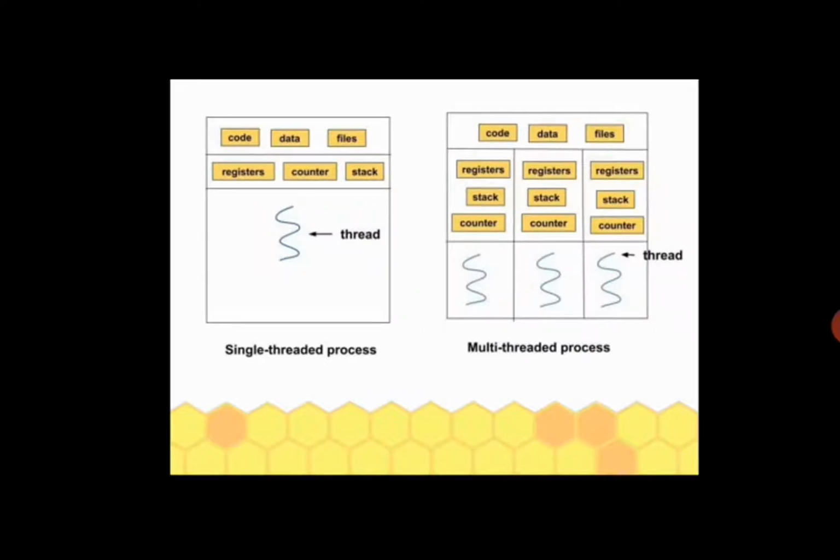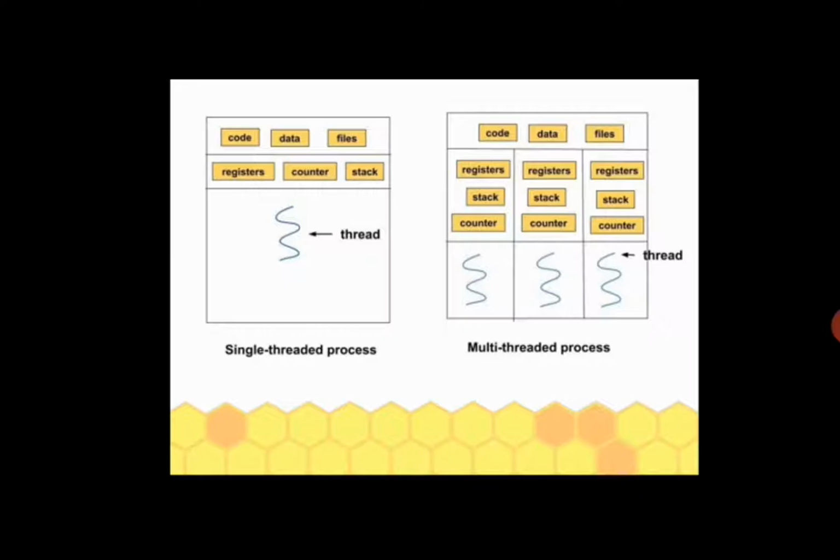Now see, you can see this image: single thread and multi-thread, how it happens. There will be code, data and files, that is the high level part. After that, there is an intermediate part: registers, counters and stack. Registers are required because some data has to be processed. If there are n lines of code, you need a counter, because the next instruction has to be pointed to, that is the PC, program counter. Then the stack, because if you are manipulating the data stored in variables, you require a stack also.